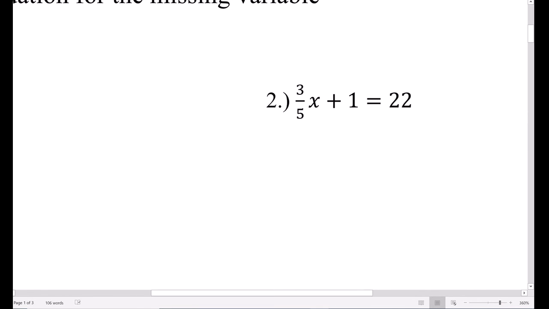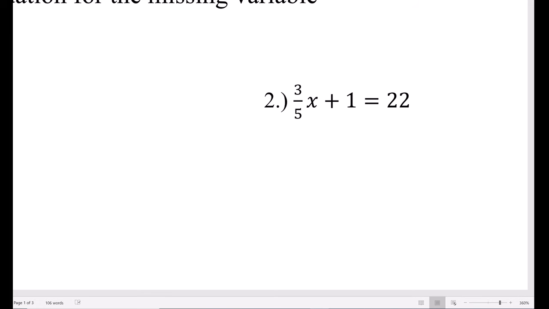All right, in our second example, we have 3/5 x plus 1 is equal to 22. So I see that the only fraction I have is 3/5. I want to convert everything into fifths. So I'm going to multiply this 1 by 5/5 to convert it, and I'm going to do the same thing with the 22.